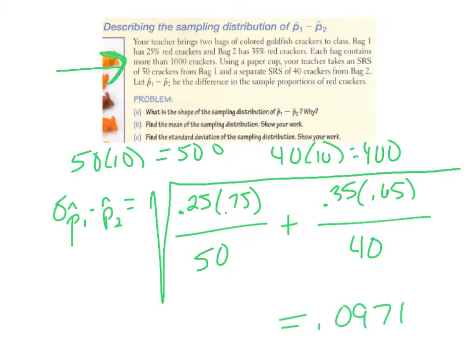0.0971. And again, what that means is that my difference in the sample proportions of the two bags of crackers, in particular looking for the red crackers here, will typically be about 0.0971 from the true difference in the proportions.